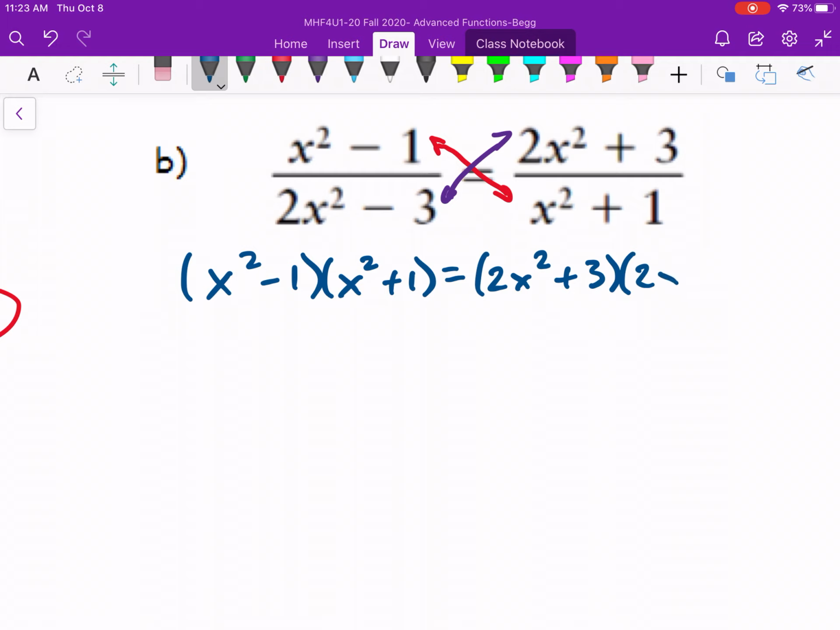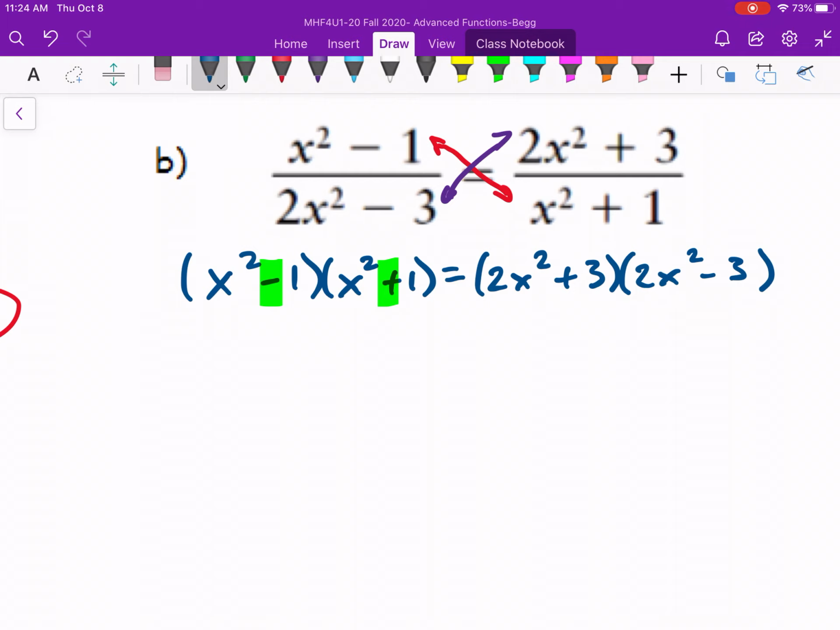When I cross multiply like this, we find this is a very interesting setup. Hopefully you recognize it as, well, look at the left side. This is a difference of squares. We're multiplying two binomials together that are exactly the same, except one's positive and one's negative. That is the factored form of a difference of squares.